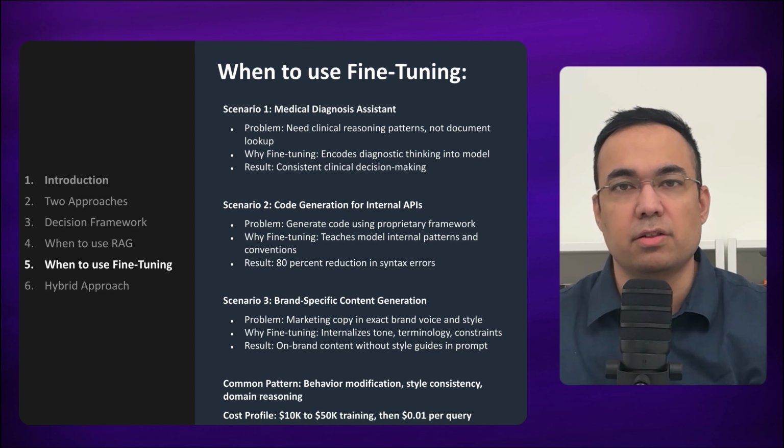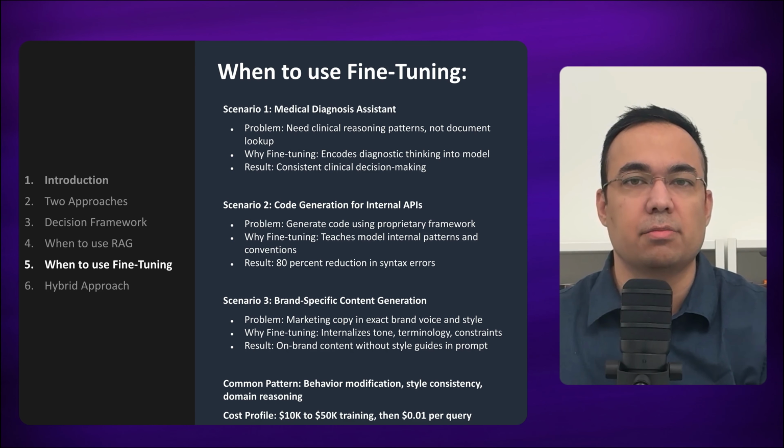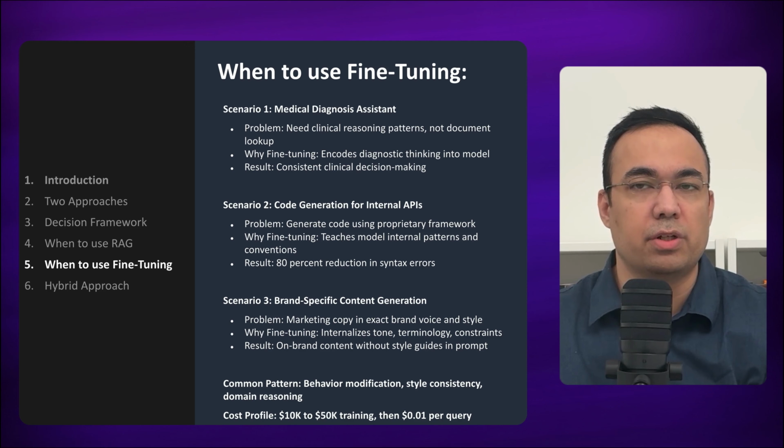In a system like this, your team typically sees around 80% reduction in syntax errors and style inconsistencies compared to using a base model, which is prompt engineering. The model generates code that looks like how your team actually would write it.